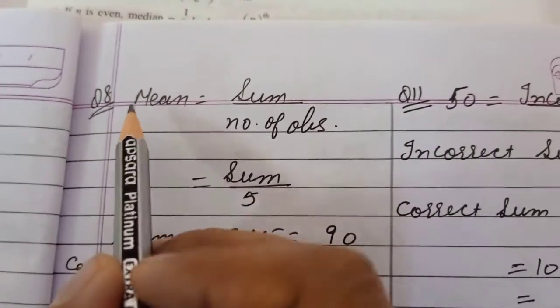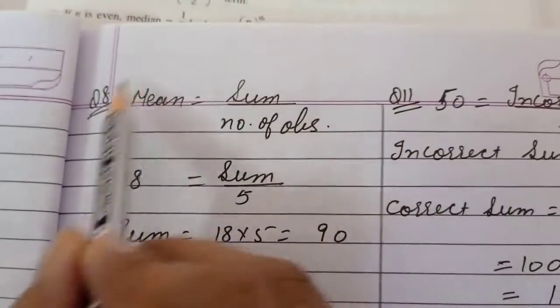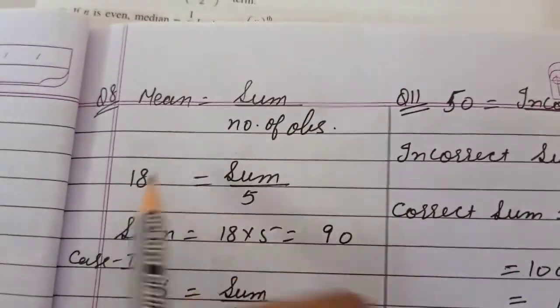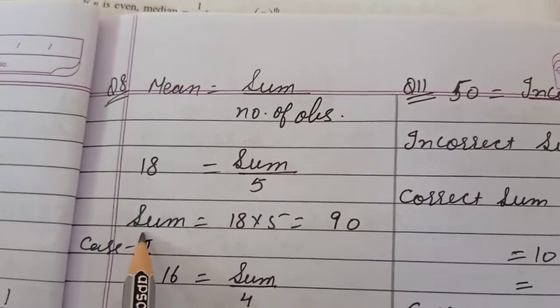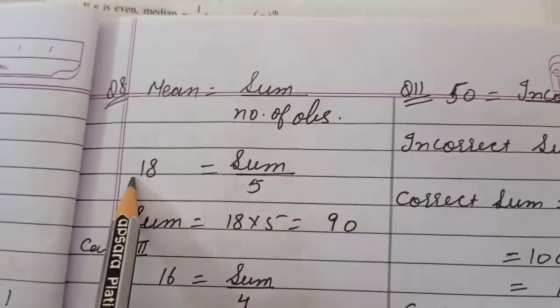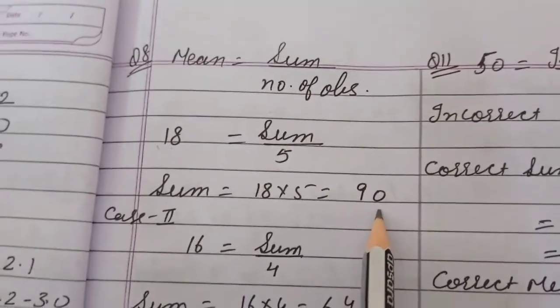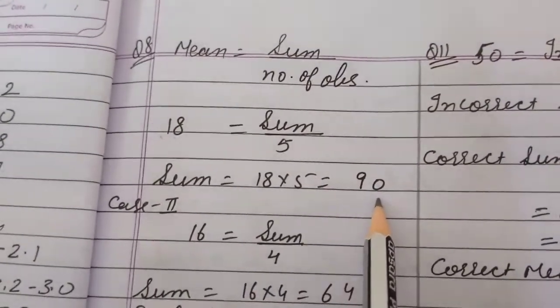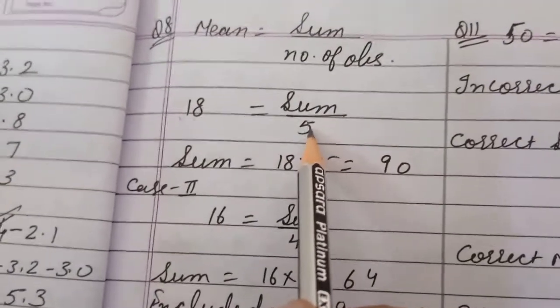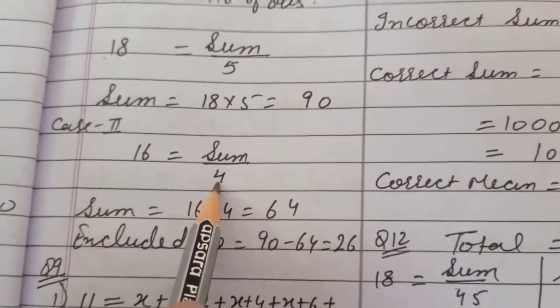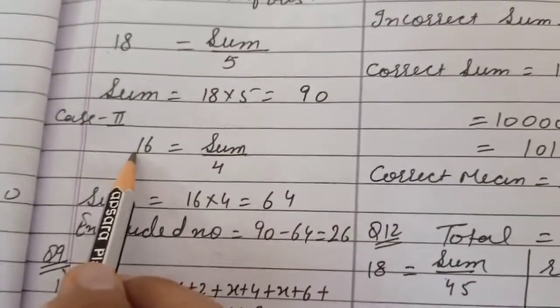Question number 8, the mean of 5 numbers. This is the formula, the number of observations is 5 and the mean is 18. Can we find the sum of these 5 numbers? That is equal to 18 into 5, 90. Now in the second case, if one number is excluded, you have to take it out. If you take it out, how many observations are left? 4. In that case, the new mean is 16.